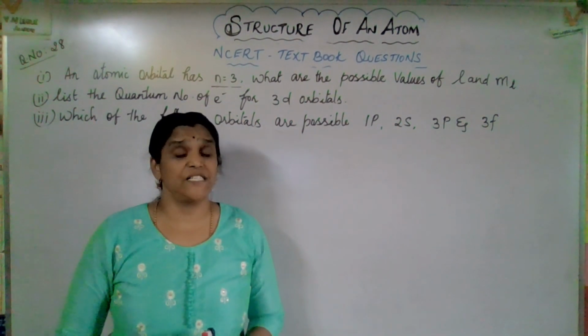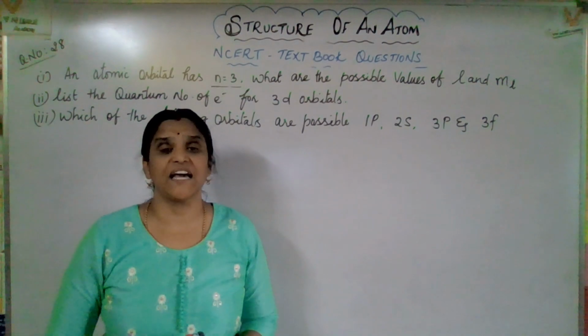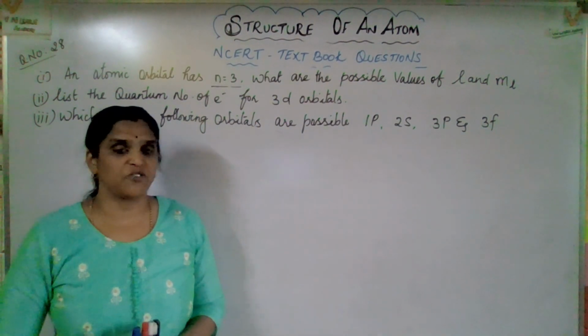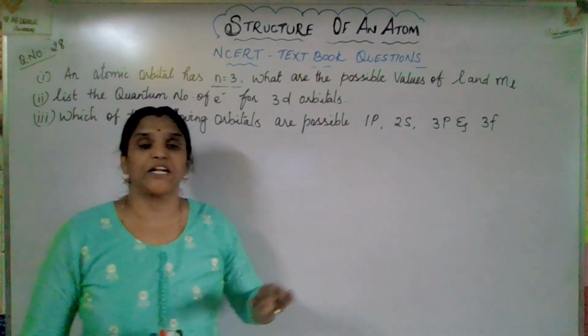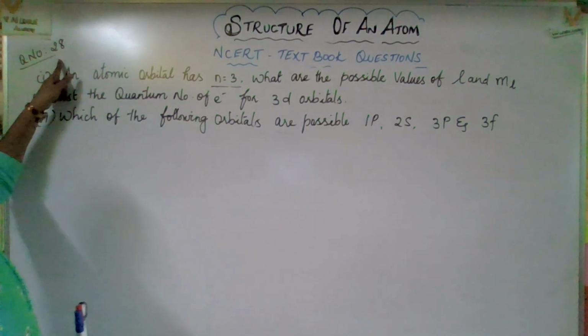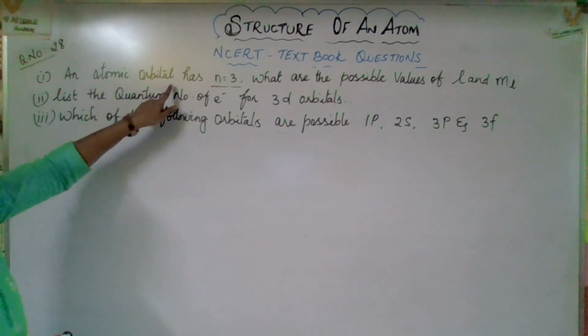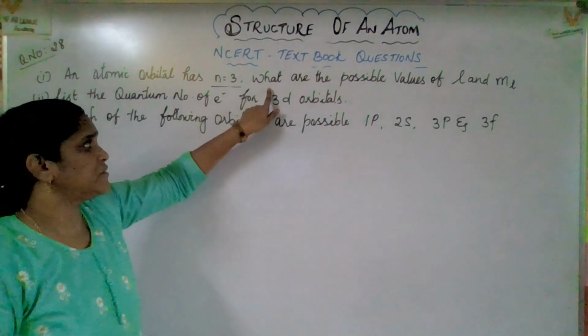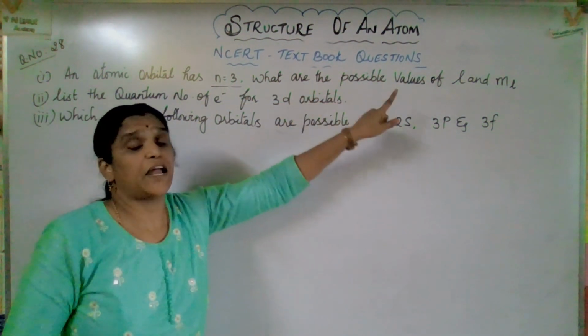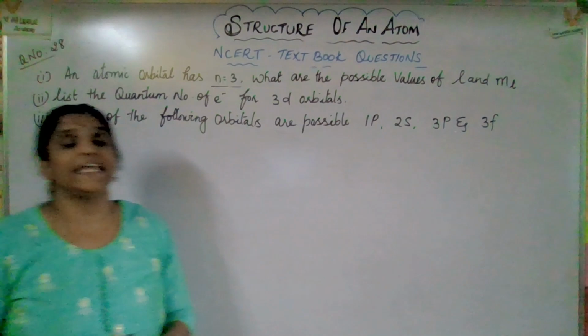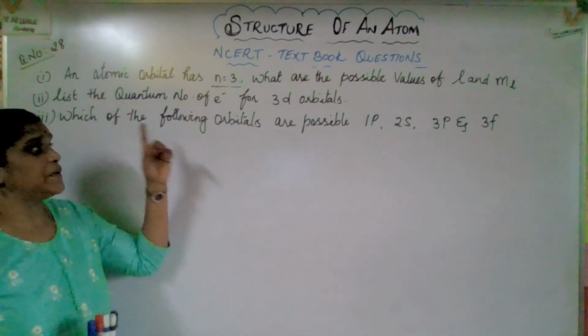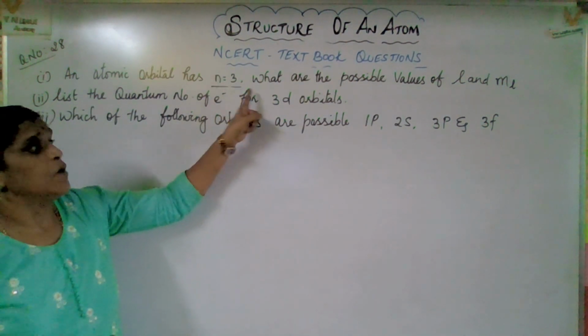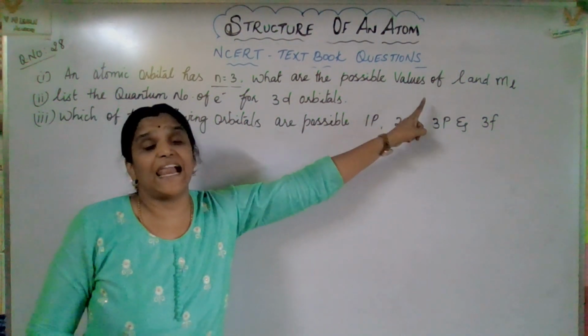Hello students, as we are solving important NCERT textbook questions from Structure of an Atom, today's important question starts from question number 28. An atomic orbital has n equal to 3. What are the possible values of l and ml? That means here the principal quantum number is 3. What are the possible values of l and m?